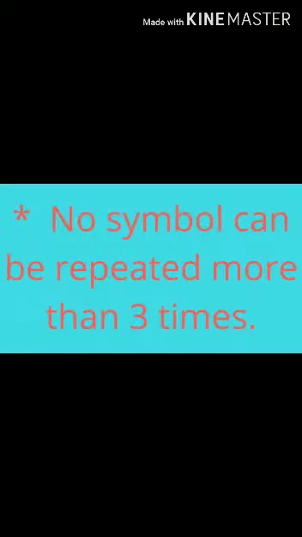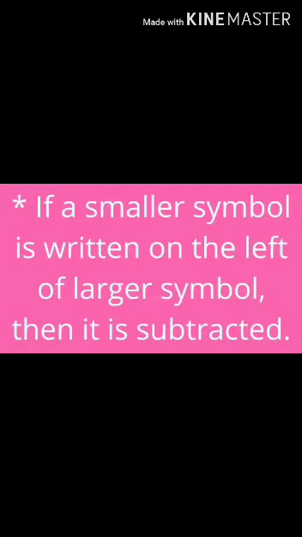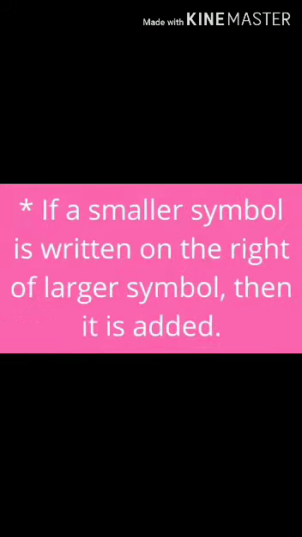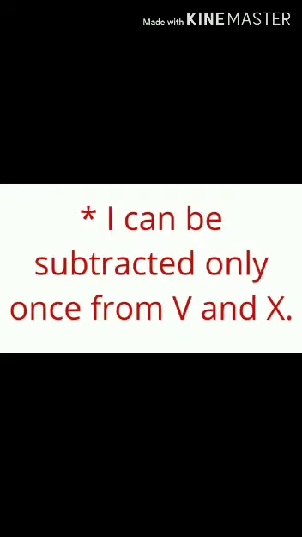So the first rule is no symbol can be repeated more than 3 times. The next rule is if a smaller symbol is written on the left of a larger symbol, then it is subtracted. Another rule is if a smaller symbol is written on the right of the larger symbol, then it is added. And the next rule, I can be subtracted only once from V and X. I hope you have revised all these rules and done the home assignment also.